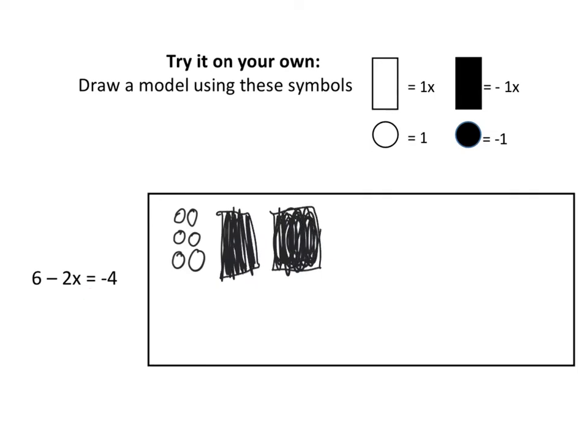Then we need our equal sign, and we need our negative 4. So we go up to our key, and we see that the filled in circle is our negative 1. So we need 4 of those to make our equation complete.